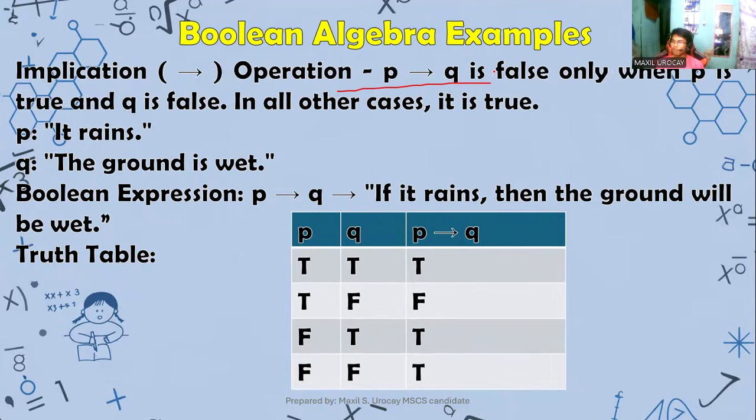So, the operation for if-then: if P, then Q. It is false only when P is true and Q is false. P is true, then false. That's it. So, the ground is wet if it rains, the ground will be wet. So, what is going to happen for if-then? True plus true is still true. True plus false is false because of the law here. Now, false plus true is true, and false plus false will be true.